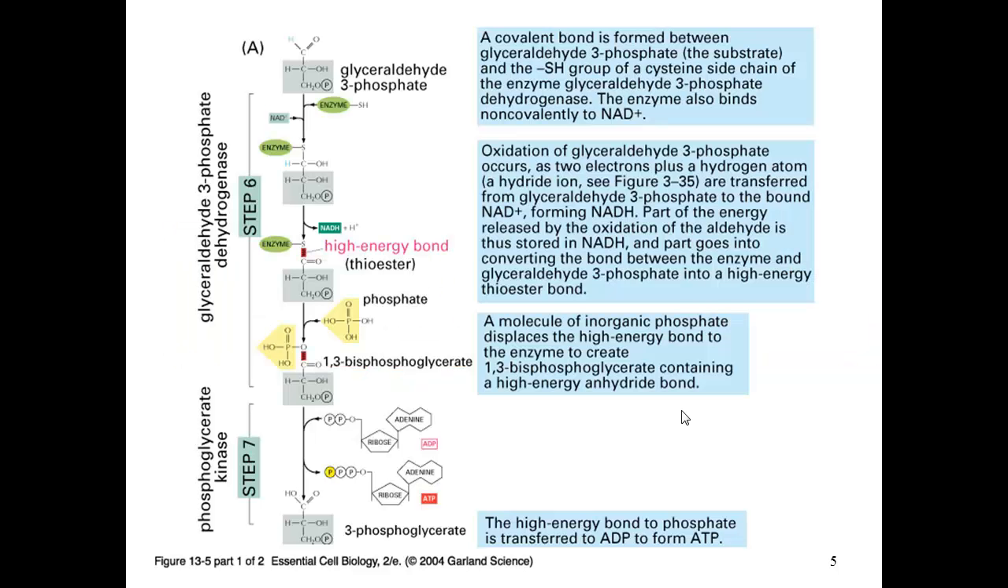So here's some detail of steps 6 and 7, which are some of the energy producing steps. Here we're making NADH, and here we're making the first of 2 ATP molecules. So these are energy capturing steps. Notice that the first thing that happens is we utilize a molecule of NAD+, which we're combining with glyceraldehyde 3-phosphate to form this high energy intermediate.